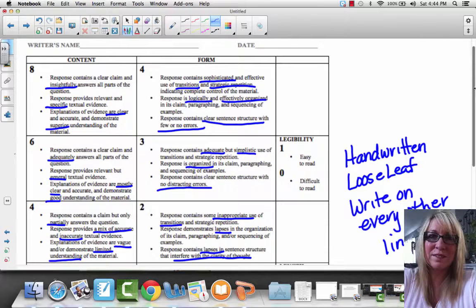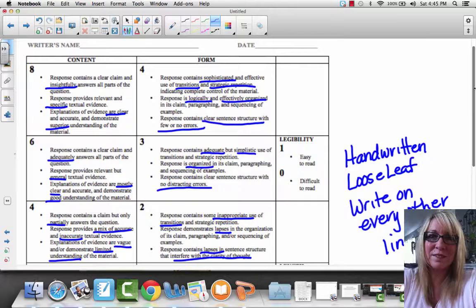Now let's look at form. Response contains sophisticated and effective use of transitions and strategic repetition, indicating complete control of the material. Response is logically and effectively organized in its claim, paragraphing, and sequencing of examples. The response contains clear sentence structure with few or no errors.